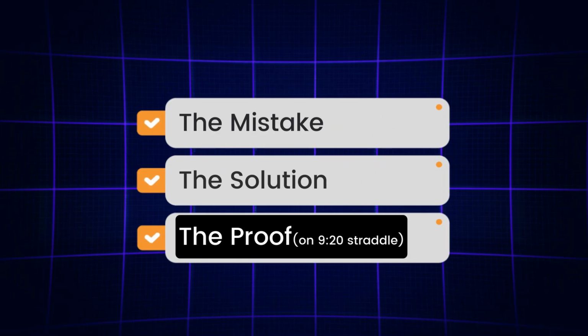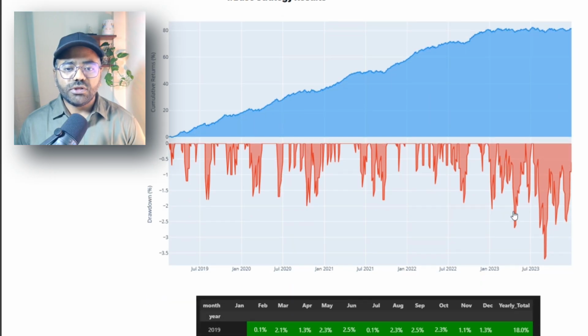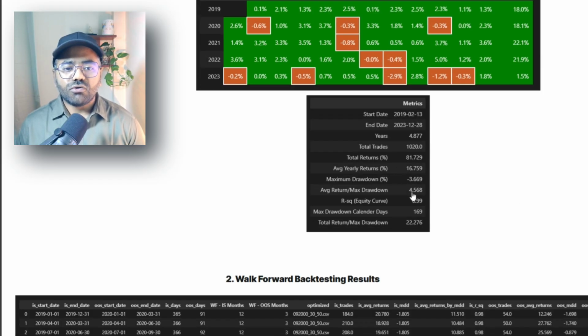So when we look at the base strategy, the strategy that I explained above, you can see after 2023, it has become flat and the drawdown is also higher. It has made pretty good returns except in 2023, and the return to drawdown ratio is 4.5, which is a pretty good strategy even for the base strategy without any optimization.